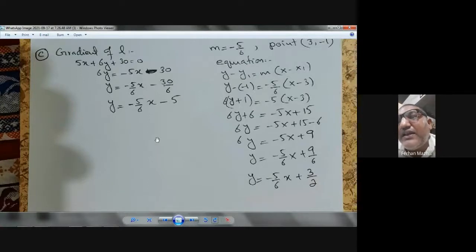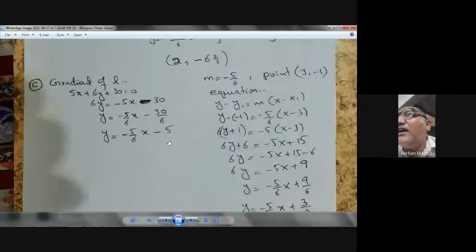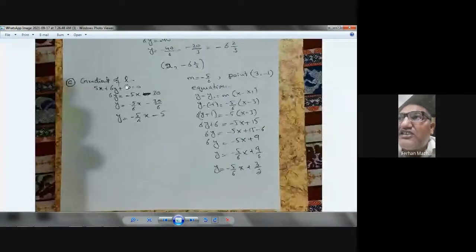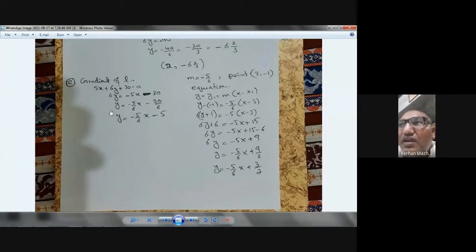The equation of the line passing through the point P. We know the coordinates of the point P, and having the same gradient as the line L. You know, the line L is 5x plus 6y plus 30 equals 0. I will make y alone. So you will have 6y equals minus 5x minus 30. 6 will go on the other side, it will divide. So you will have y equals minus 5 by 6x minus 30 by 6. So you will have y equals minus 5 by 6 into x minus 5. So it means the gradient of the line L is minus 5 by 6.